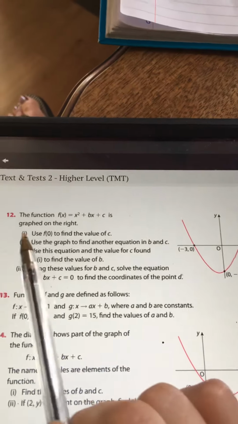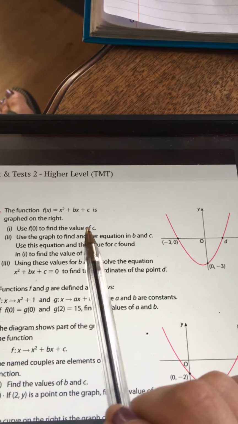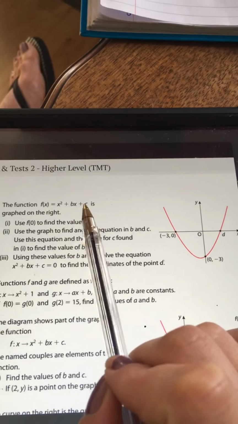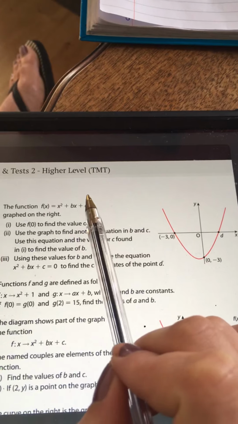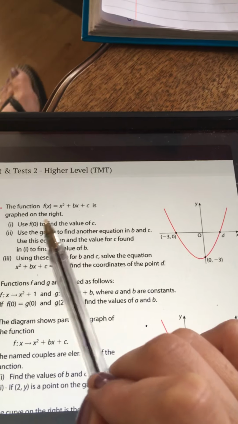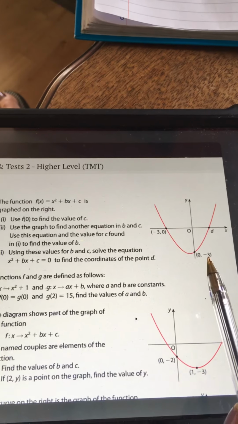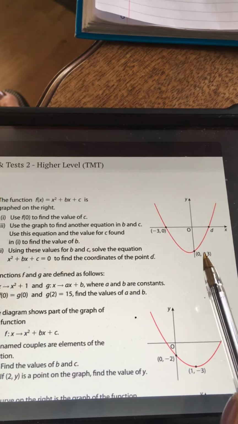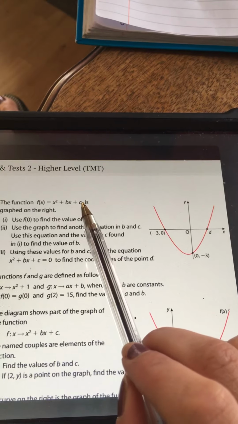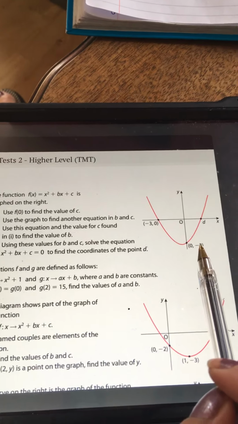First, it says use f of 0 to find the value of c. If we look up here, where is c? It's the constant at the end. So really we don't even need to use f of 0 there, because we know the constant at the end is where it cuts the y-axis. If we look at where it cuts the y-axis, it's -3. So we can just say straight away from the graph c is equal to -3.